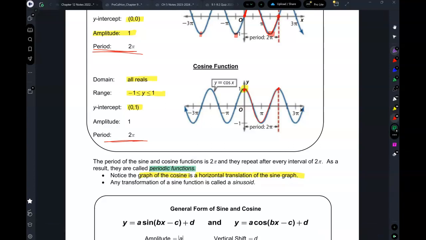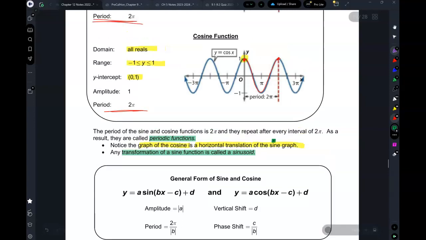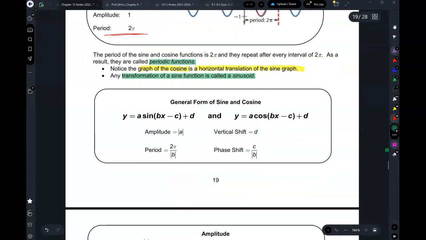Why is the periodic table called the periodic table? Because all of the properties of the elements repeat after the first 8 elements. You get an alkali again, and then an alkaline earth, and then up to the noble gases, and then it starts again. So it's the same thing, okay? All right, and any transformation of a sine function is called a sinusoid. So both of these together are called sinusoidal graphs, all of these graphs. Okay, so here we go.